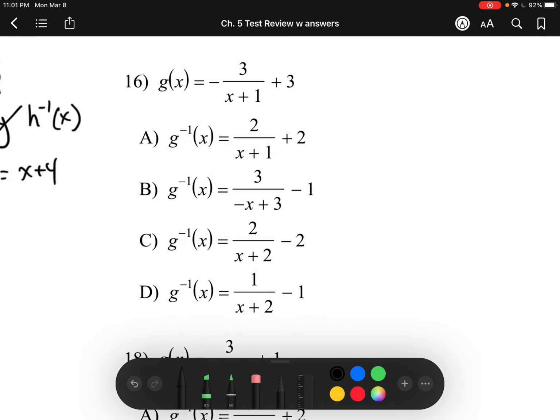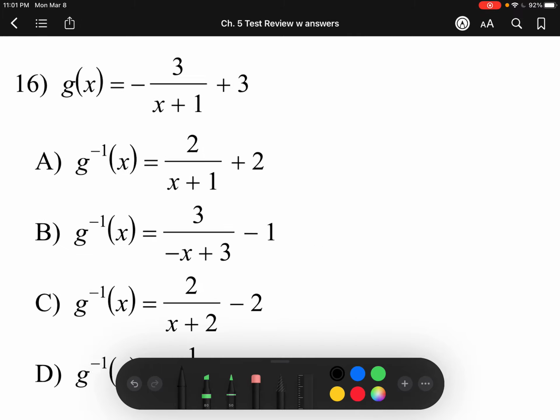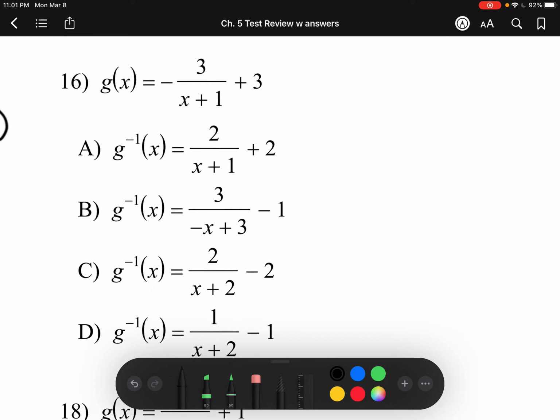All right, so number 16, we're going to follow the same 4 steps to find the inverse of that function. And on this one, there is one step that is a little bit complicated. I'll explain it once we get there. So I want you guys to pay attention to this and make sure you know how to do this.